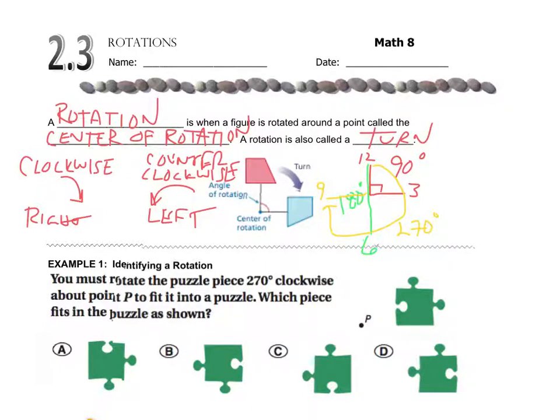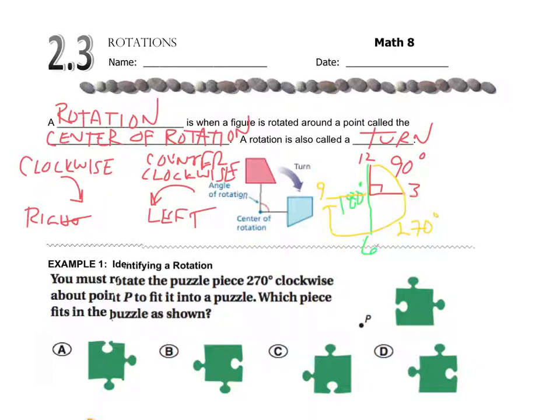So rotations have several things we want to be on the lookout for. We need to look at how we are turning, left or right, clockwise or counterclockwise. We have to know how far we're turning. Is it a 90-degree turn, a 180-degree turn, or a 270-degree turn? And sometimes you can have some that equal the same thing. For example, if I was to do a 90-degree turn from 12 to the 3, which would be clockwise, that's the same thing as if I was to go counterclockwise 270 degrees.